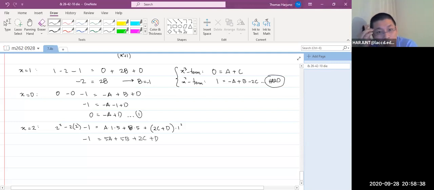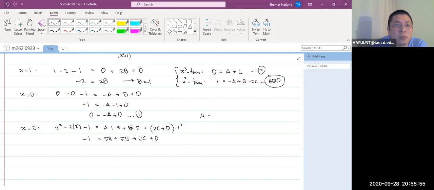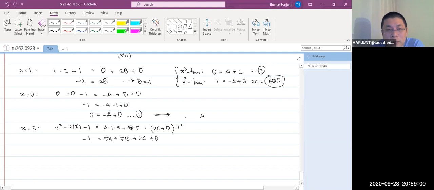I don't think it is any better, but oh, you know what? I can do substitution. This is equation 1, this is equation 2. So from here we see that d equals negative a. I'm sorry, d equals a, and c equals negative a. Do you see that? This is from equation 1, this is from equation 2, up there.